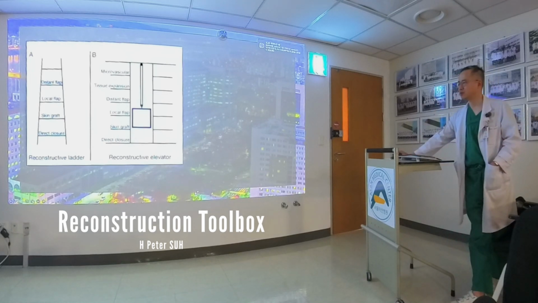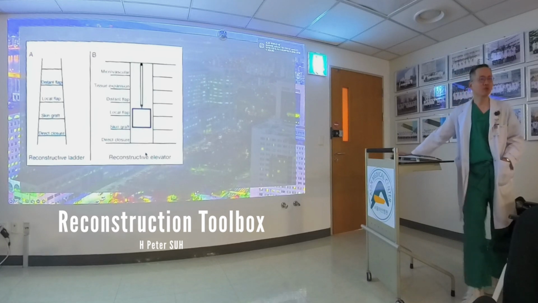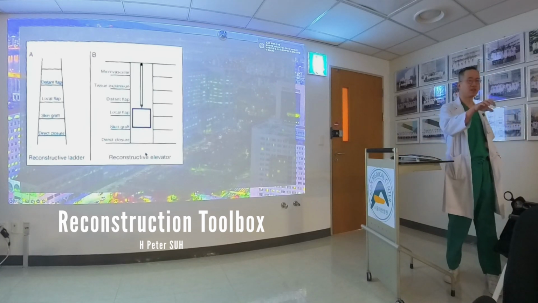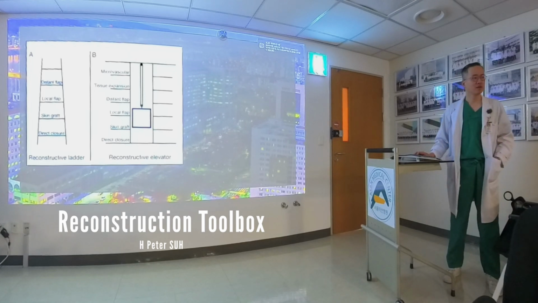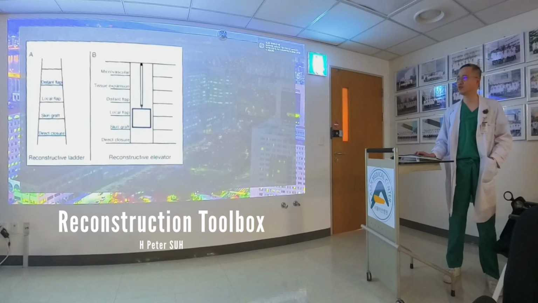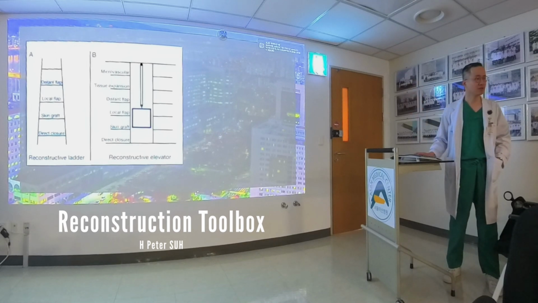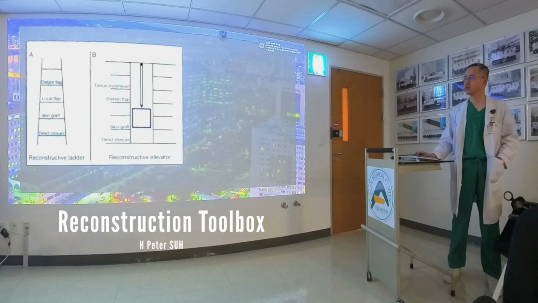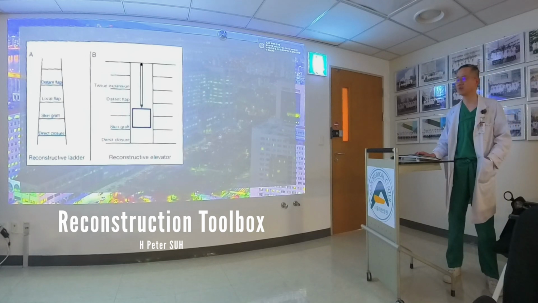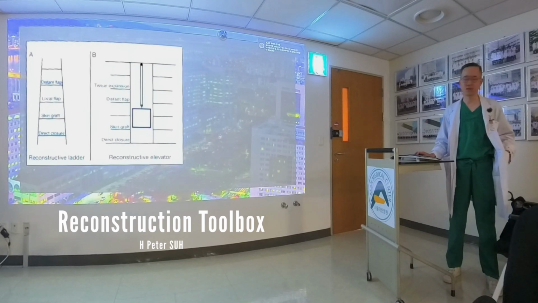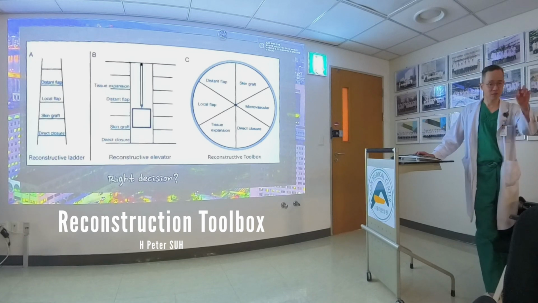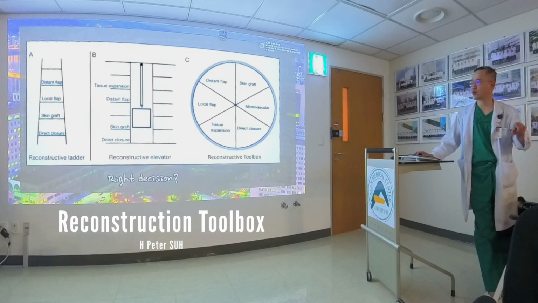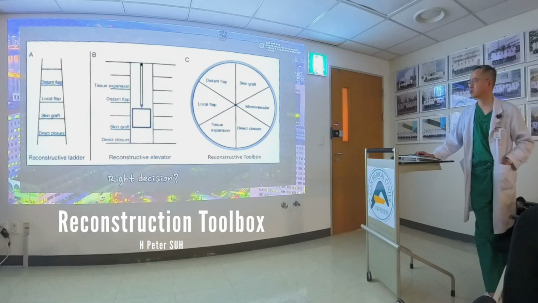Another thing we learned is the reconstructive ladder concept, so we can choose the best option for that defect. But not every surgeon can do every surgery, right? People have different tools. So what if the surgeon does not know how to do the free flap? Or what if they don't know how to do a tissue expander, or it's not possible? Sometimes if you don't know about certain things, it's really difficult to choose the best option for each defect.